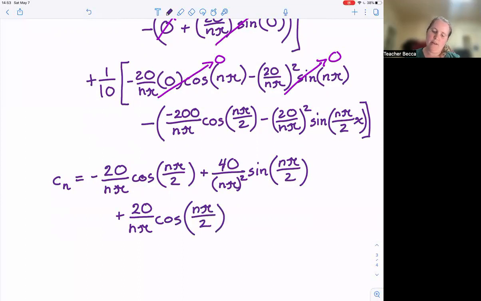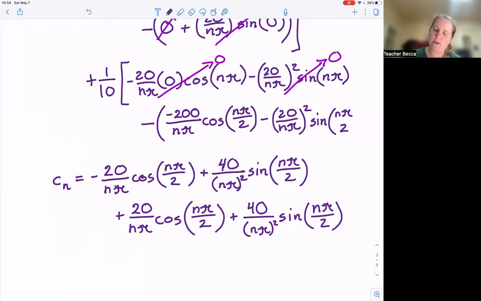And then we have again a subtracting a negative becomes positive 20 squared over n pi squared times 1/10. That becomes plus 40 over n pi squared, the 40 is not being squared, times sine of n pi over 2. I apologize. The last line in my previous equals should have just been n pi over 2. There should have been no x.